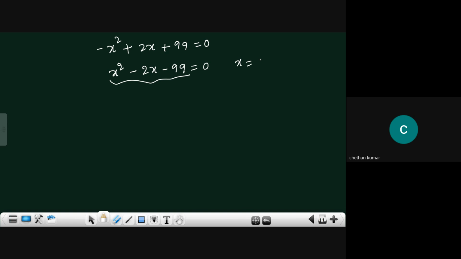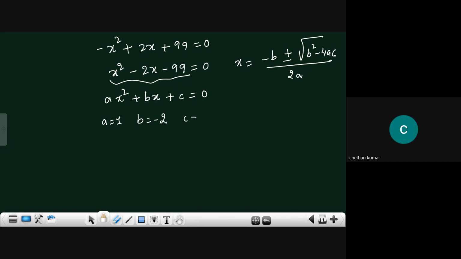What is the formula to find out the roots of the quadratic equation? x is equal to minus b plus or minus root of b square minus 4ac divided by 2a. So this is similar to a x square plus b x plus c is equal to 0. What is the a value? 1. What is the b value? Minus 2. What is c value? Minus 99.